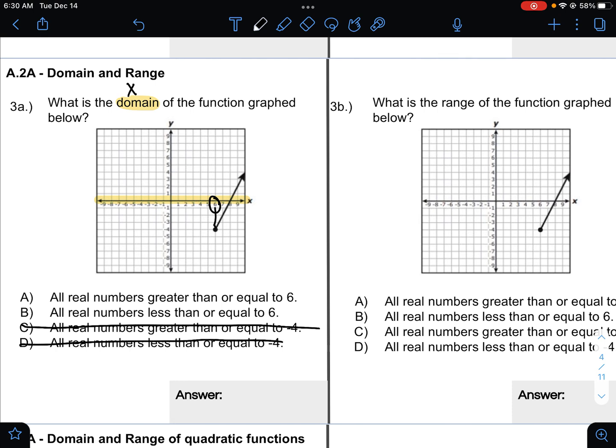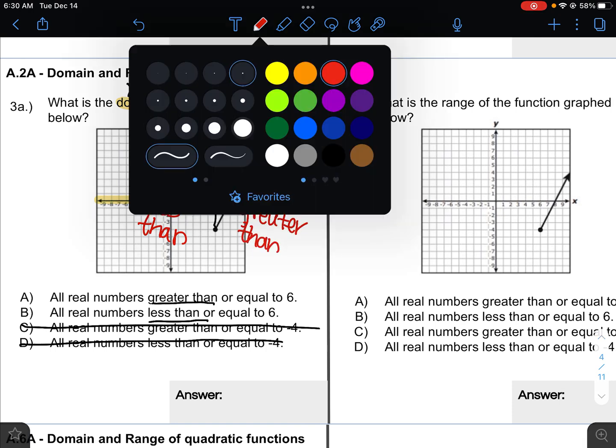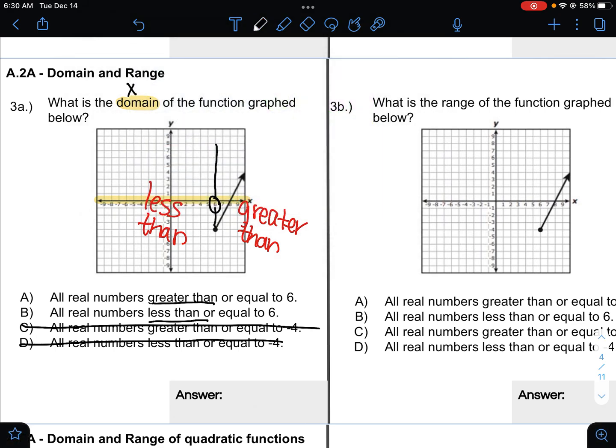Then I have to look, is it going to be greater than or less than? Well, if I draw my line all the way, okay, we look, everything over here is less than 6. Everything over here is going to be greater than. So if we think about it, my arrow is going towards the greater than, so it's answer choice A.